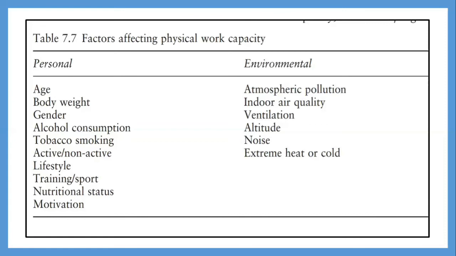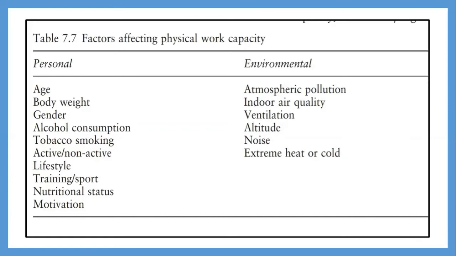On the other hand, body weight is considered one factor affecting physical work capacity because body weight, particularly the percentage of body tissue that is composed of fat, influences all activities in which the worker has to move his own body. For example, we have walking, cycling, climbing ladders, or stairs.